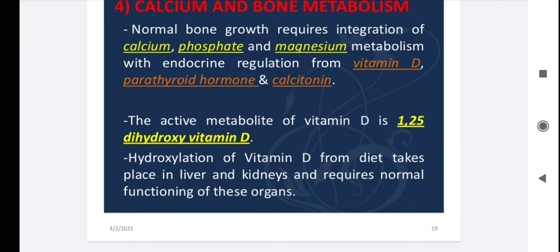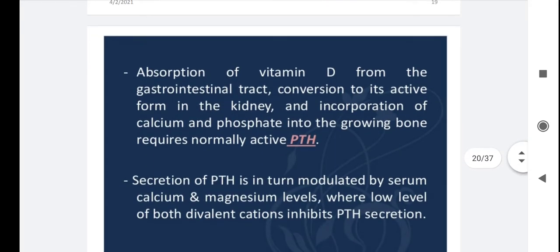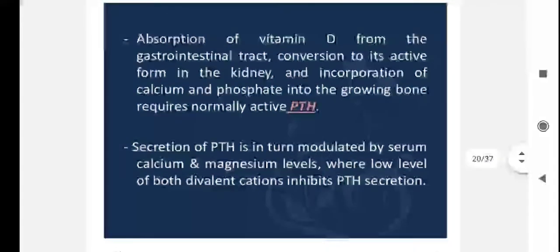Hydroxylation of vitamin D from the diet takes place in the liver and kidney and requires normal functioning of these organs. The absorption of vitamin D requires normally active parathyroid hormone. Secretion of parathyroid hormone is in turn modulated by serum calcium and magnesium levels, where low levels of both divalent cations inhibit parathyroid secretion.